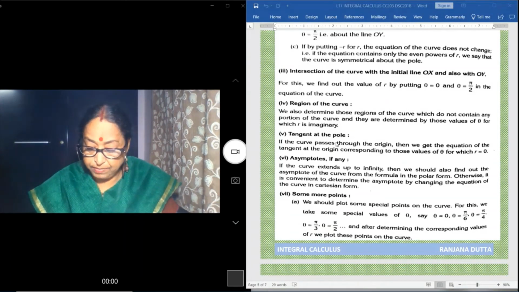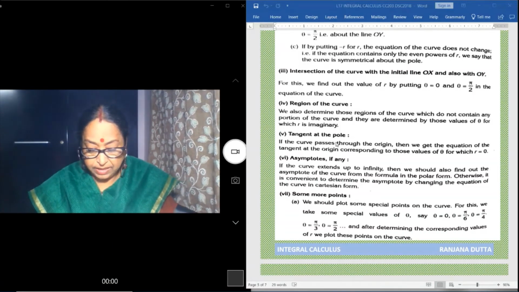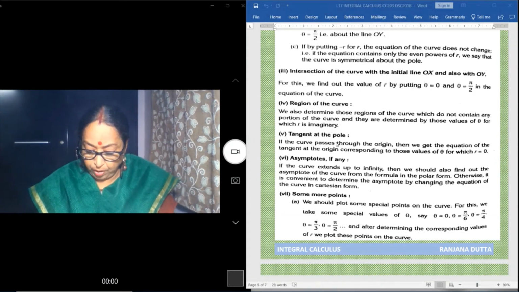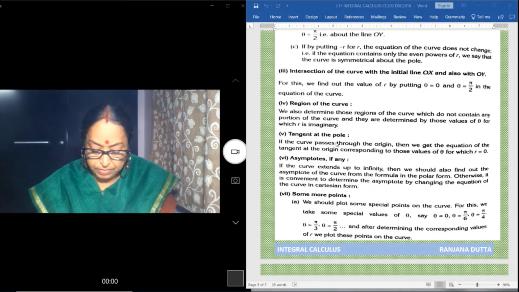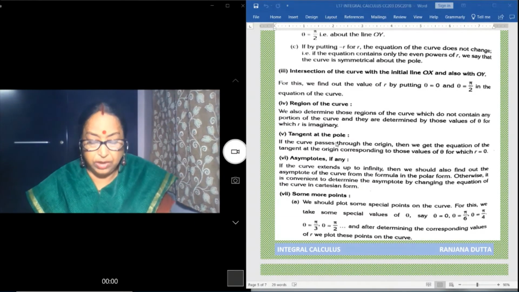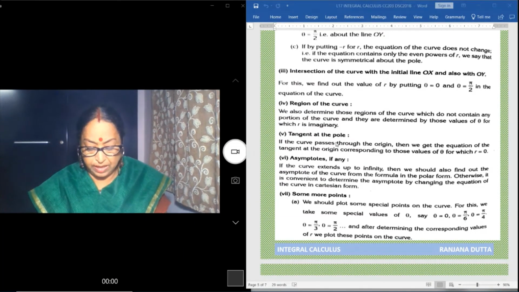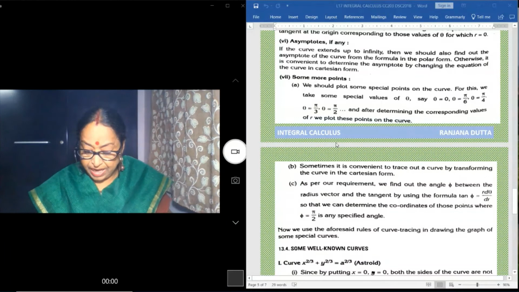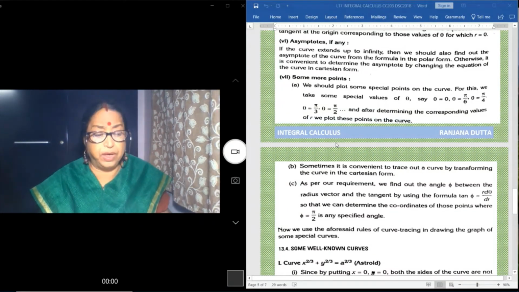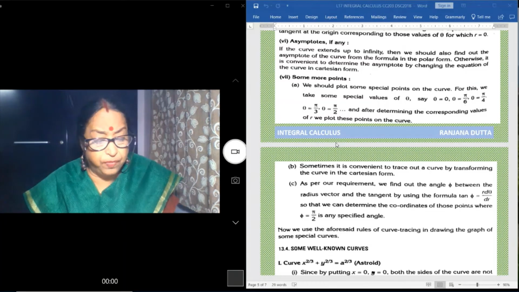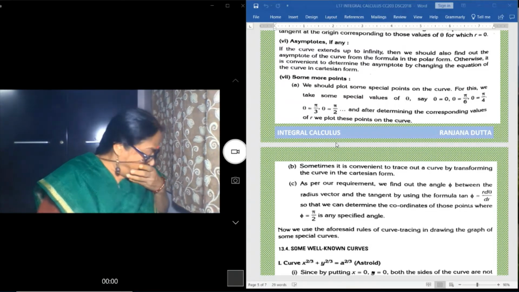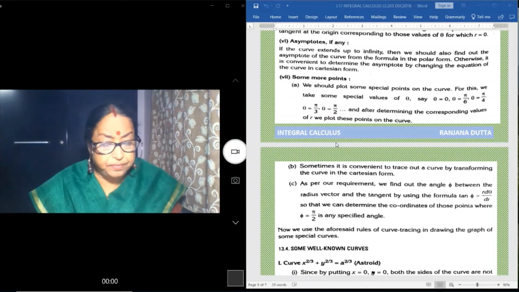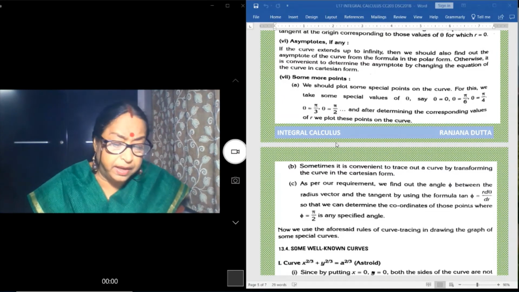Asymptote, if any, we can check by using the formula for asymptote. Some more points: we should plot some special points on the curve. For this, sometimes we use theta equal to 0, pi by 6, pi by 4, and so on, and the corresponding values of r are also found out. Then plotting them, we can find the graph.